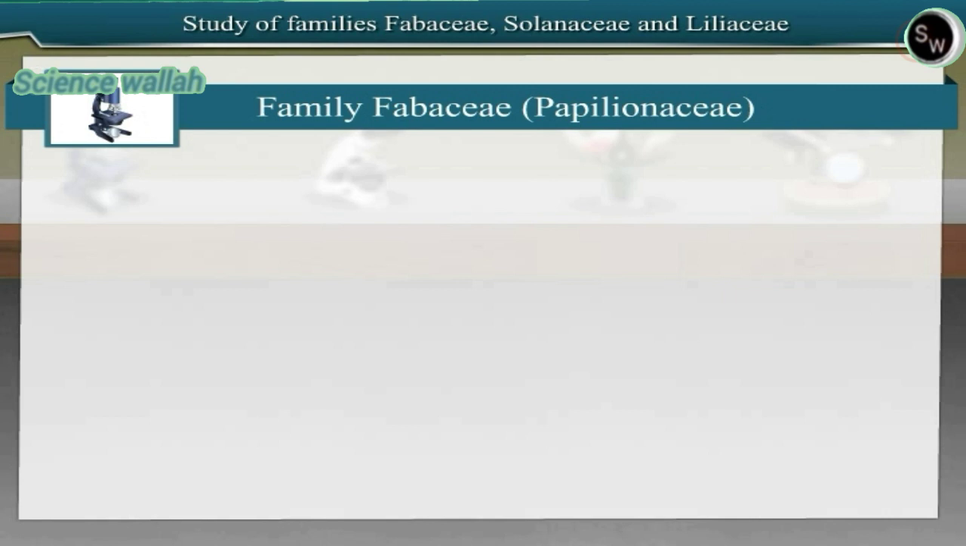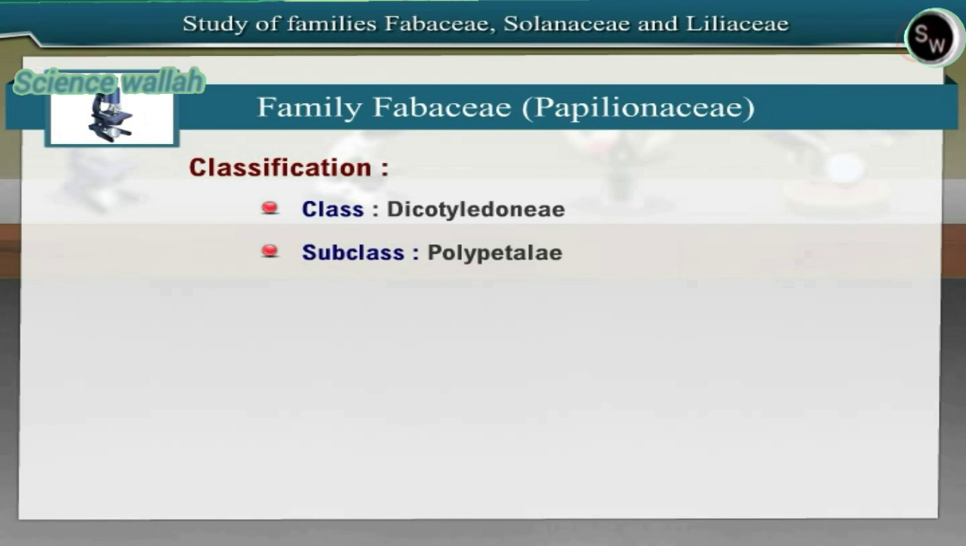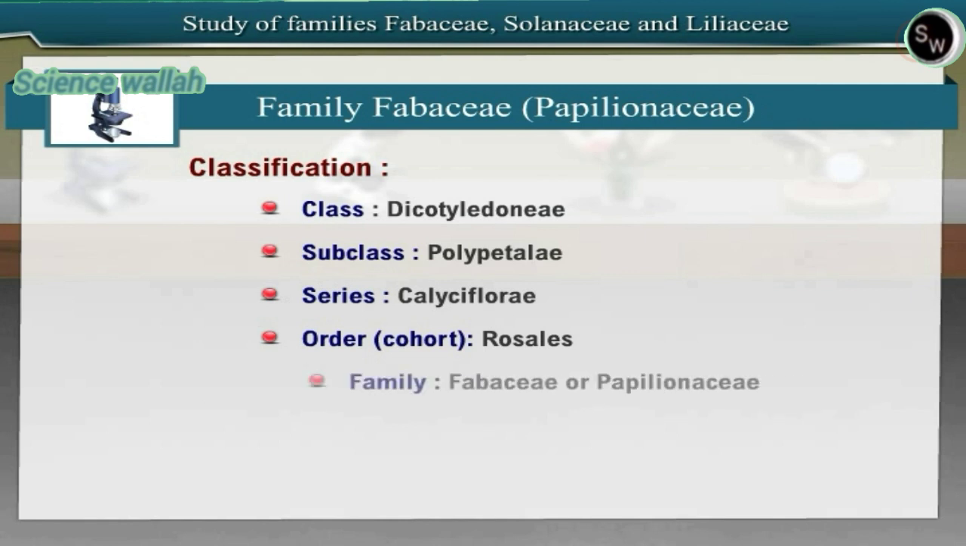Fabaceae. This family was previously known as Leguminosae. We classify the given plant specimen in the following way and then assign it to its respective family. Classification: Class: Dicotyledonae. Subclass: Polypetalae. Series: Calyciflorae. Order: Rosales. Family: Fabaceae or Papilionaceae.